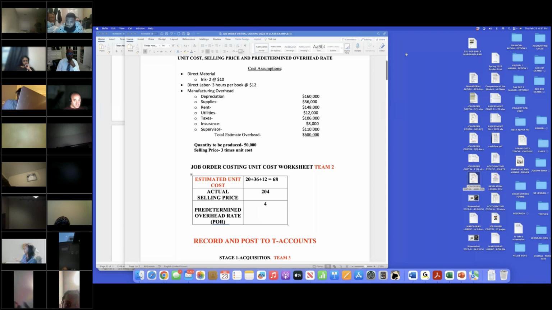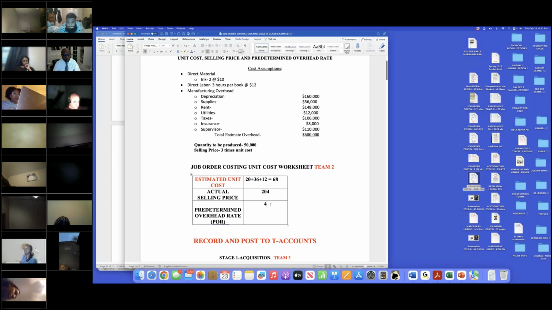Can you explain the last part one more time? I wasn't paying attention. Okay. You get the predetermined overhead rate. The first number we're looking at is the $600,000. That's the total overhead. You see that, correct? Yes. The second thing in the formula is the quantity being made, 50,000.